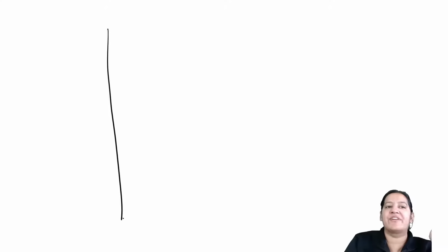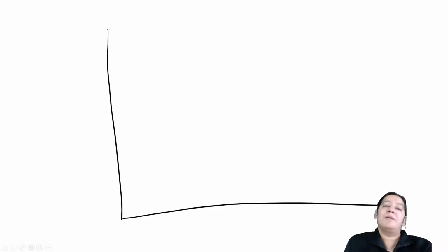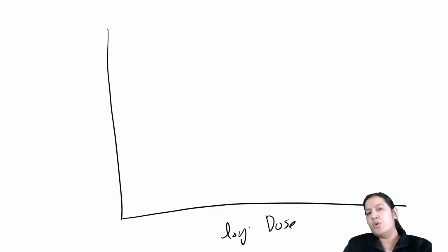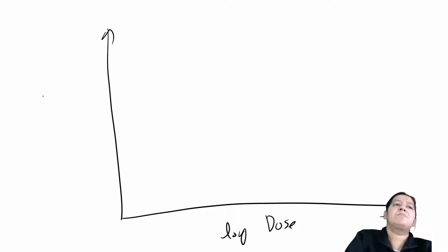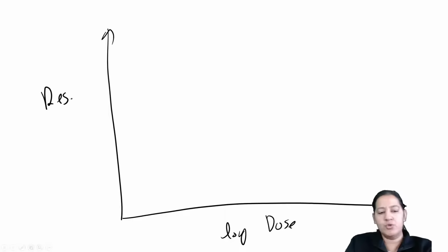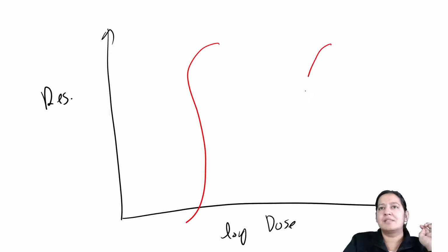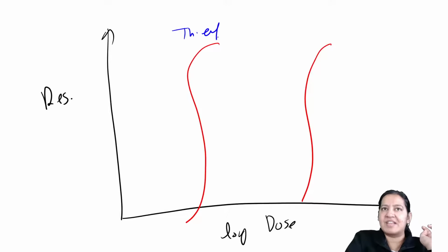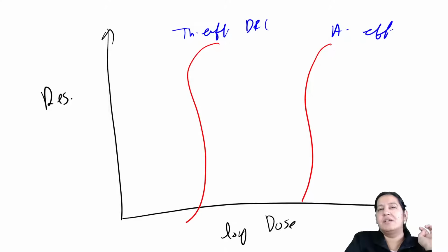These things are very difficult, but I am trying to super simplify these concepts for you. So let me take the logarithm of the dose on the x-axis, and the response on the y-axis as usual. I'm talking about the same drug. This is the DRC. So this is the therapeutic effect DRC of the drug, and this is the adverse effect DRC of the drug.